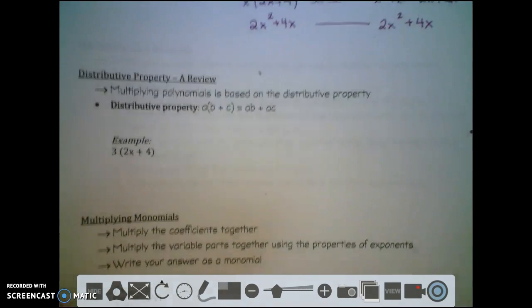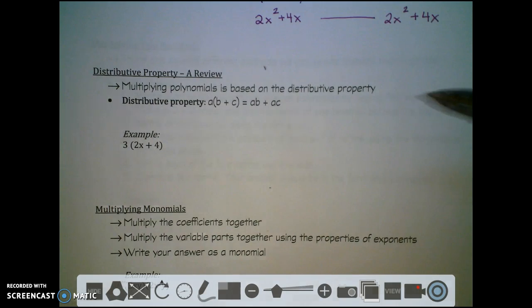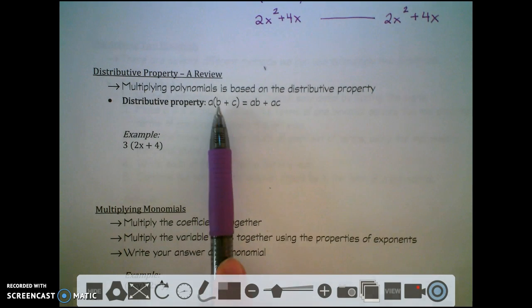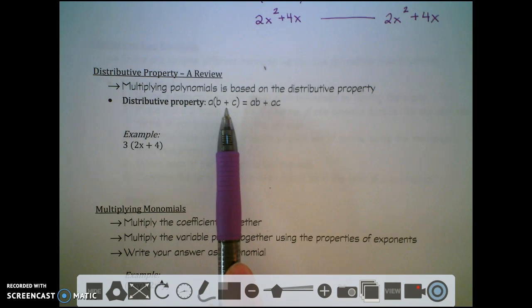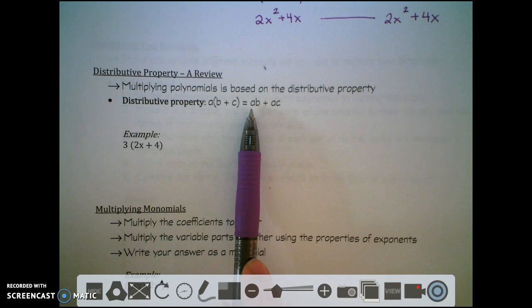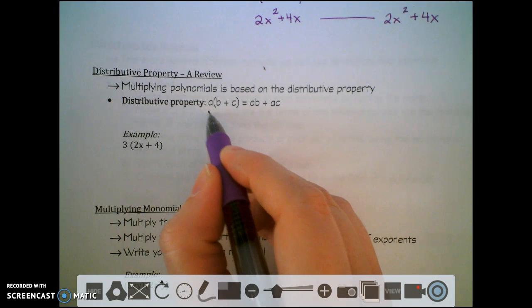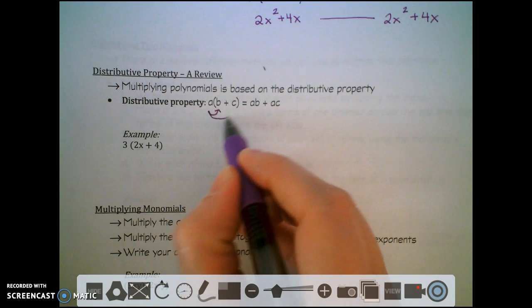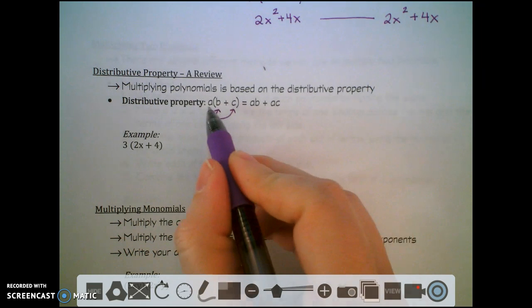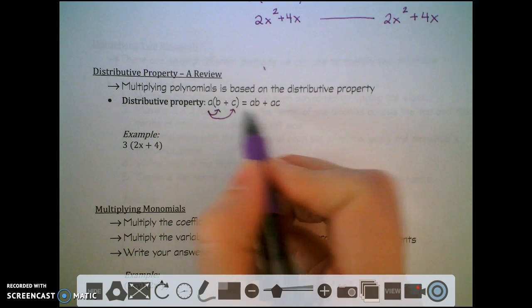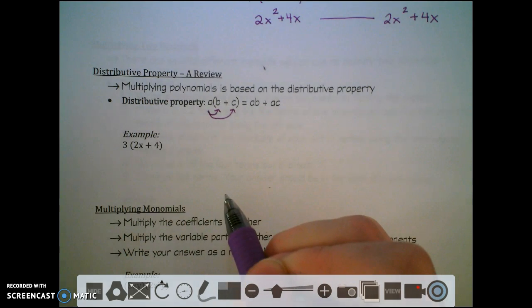Multiplying polynomials is based on the distributive property. Remember, the distributive property is a times the quantity b plus c inside parentheses equals a times b plus a times c. That is, we take this term on the outside, multiply it by each of the terms on the inside, or we distribute our outside term through to each of the terms inside the parentheses.